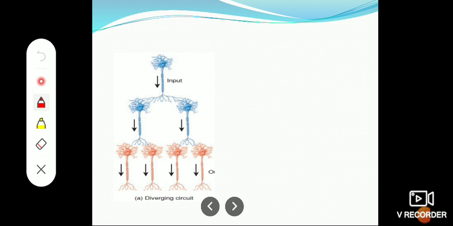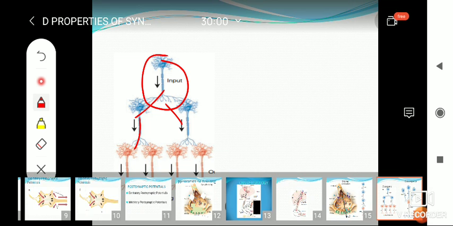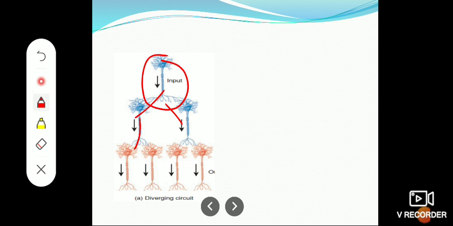Now similarly, one neuron can have multiple connections, especially in the descending tracts when we are coming from the cortex down. So we'll have multiple connections. If you excite this, it will go to all of them. This is called the property of divergence. The impulse will spread from one neuron to multiple neurons. This is called divergence.